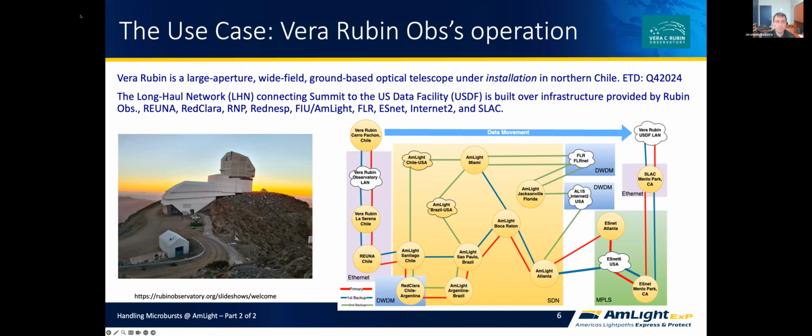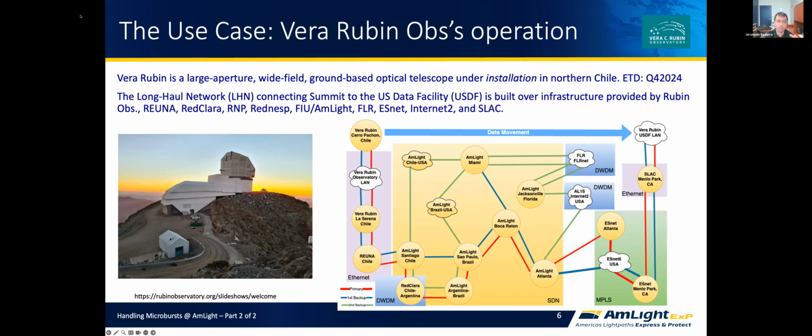But pretty much, Vera Rubin is a ground-based optical telescope. It's a massive one that's going to take massive pictures of the southern sky. Right now it's under installation in northern Chile. The estimated time for operation is Q4 2024. And the way this workflow is going to work is there is a summit site, which is the picture on the left side, that will be taking pictures of the sky, doing some pre-processing of that data, and sending the data to the US data facility, USDF, which is based in California at SLAC.